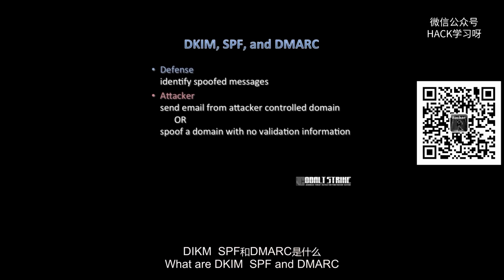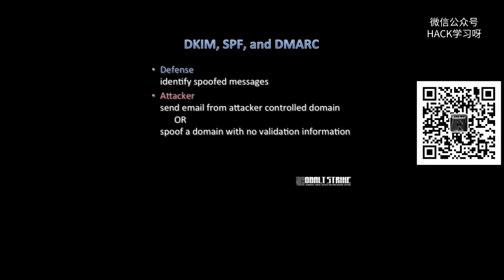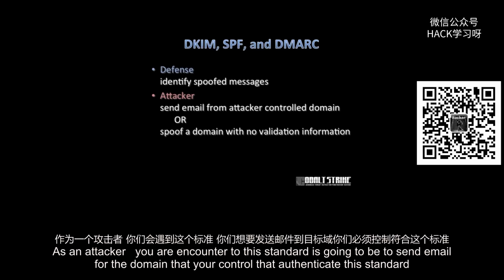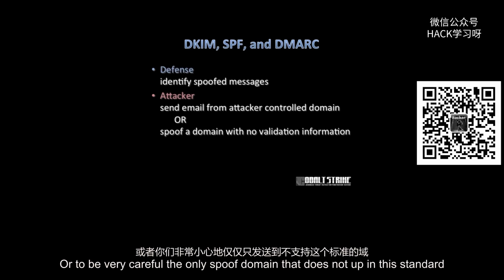What are DKIM, SPF, and DMARC? DKIM, SPF, and DMARC are add-ons to email to help identify spoofed messages. As the attacker, your counter to these standards is going to be to send an email from a domain that you control that opts into these standards, or to be very careful to only spoof a domain that does not opt into these standards.